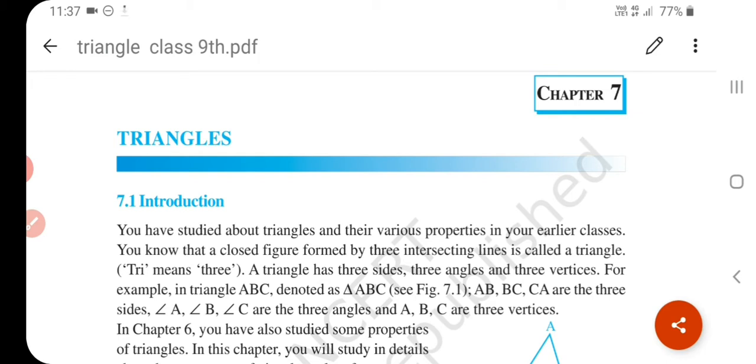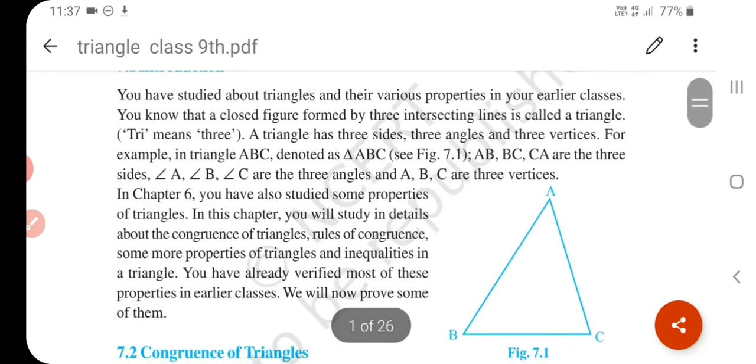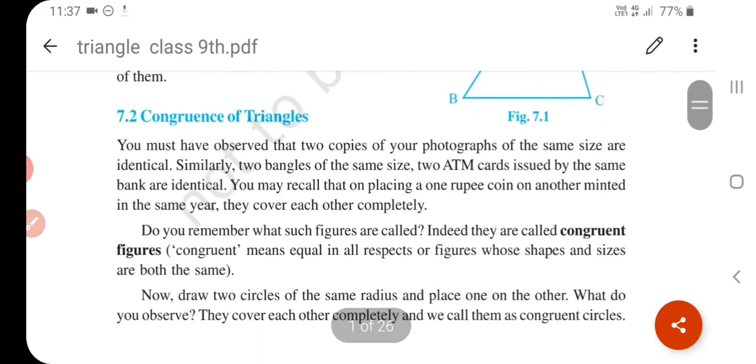Now we can see in this chapter, that is congruence of triangle. Two figures are said to be congruent if they are of same shape and the same size. Congruent means equal in all respect, or figures whose shape and size both are same. For example, two circles of the same radius and two squares of the same sides are congruent.